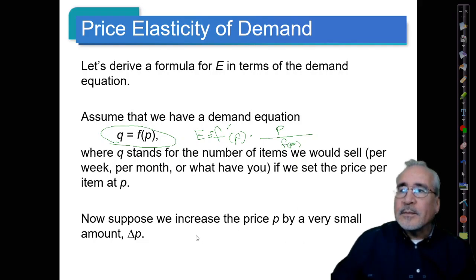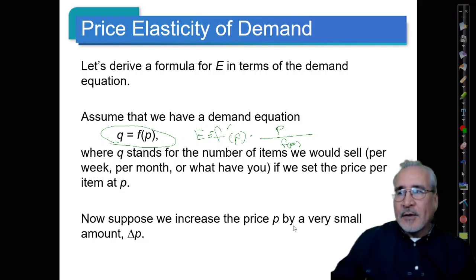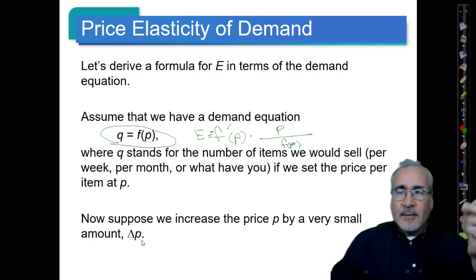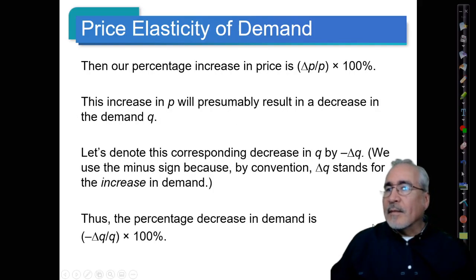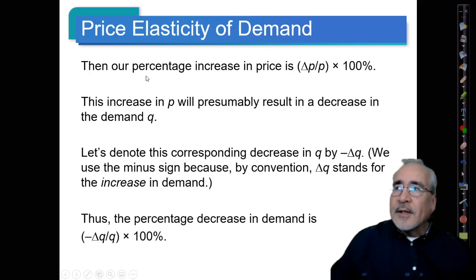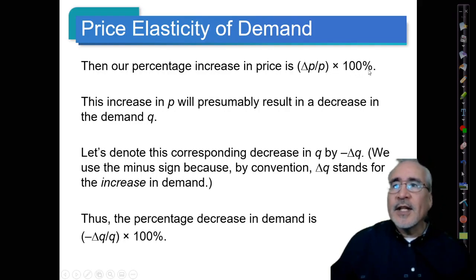So if you increase a price, you've got P, and if you increase it by a little bit, that's delta P. That's the amount of the increase. So the percentage of increase is the amount of the increase divided by what you started with, times 100 to make it a percentage. That's how we get a percentage.